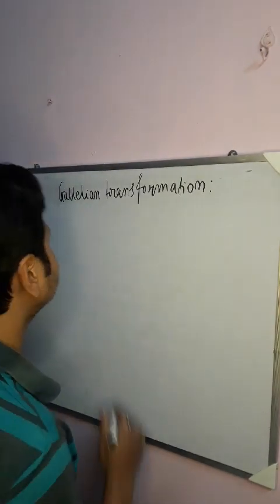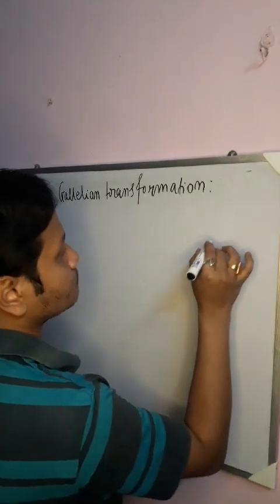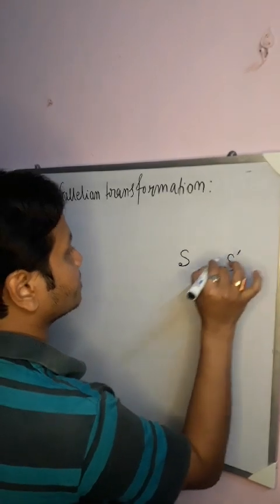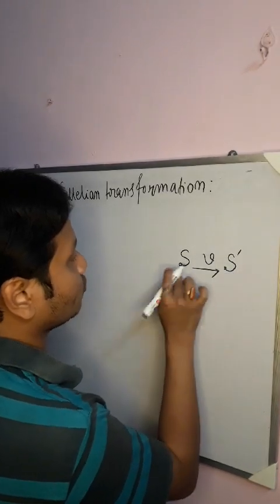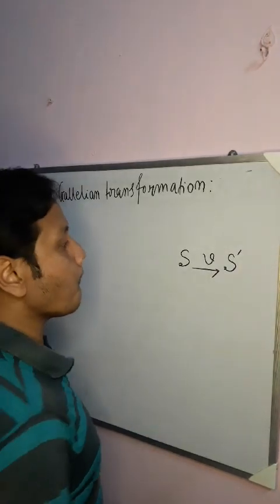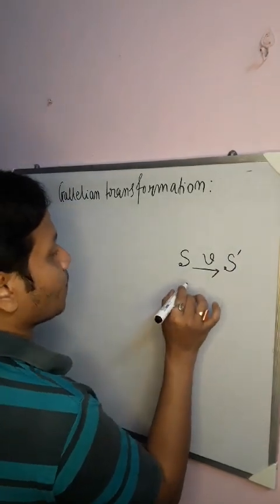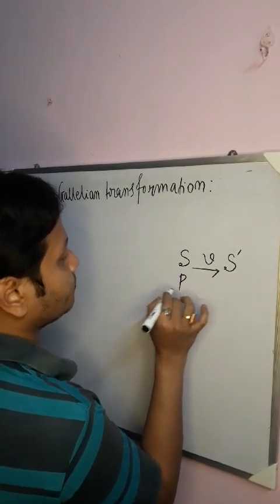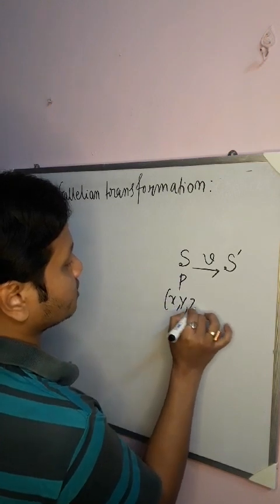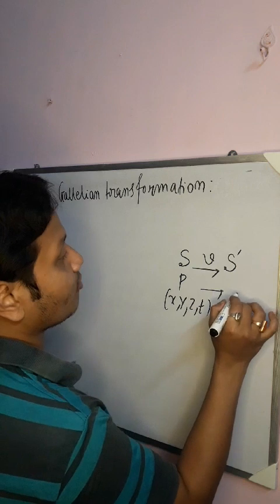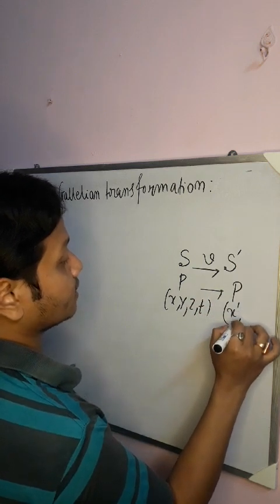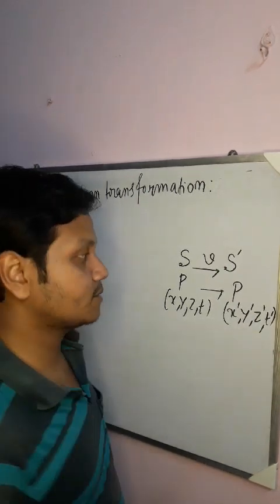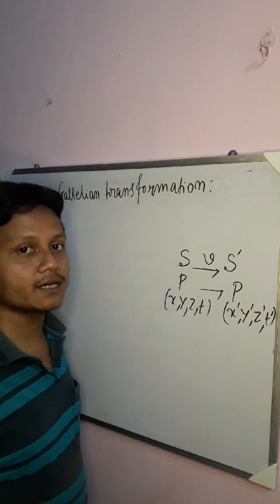Suppose there is an inertial frame S and another frame S dash moving with a constant velocity with respect to S, so it is also an inertial frame. At any instant, if the position coordinates of an event, say P, in S are x, y, z, t, and in S dash are x dash, y dash, z dash, t dash, then we can connect these two sets of coordinates by a set of equations known as the Galilean transformation equations.